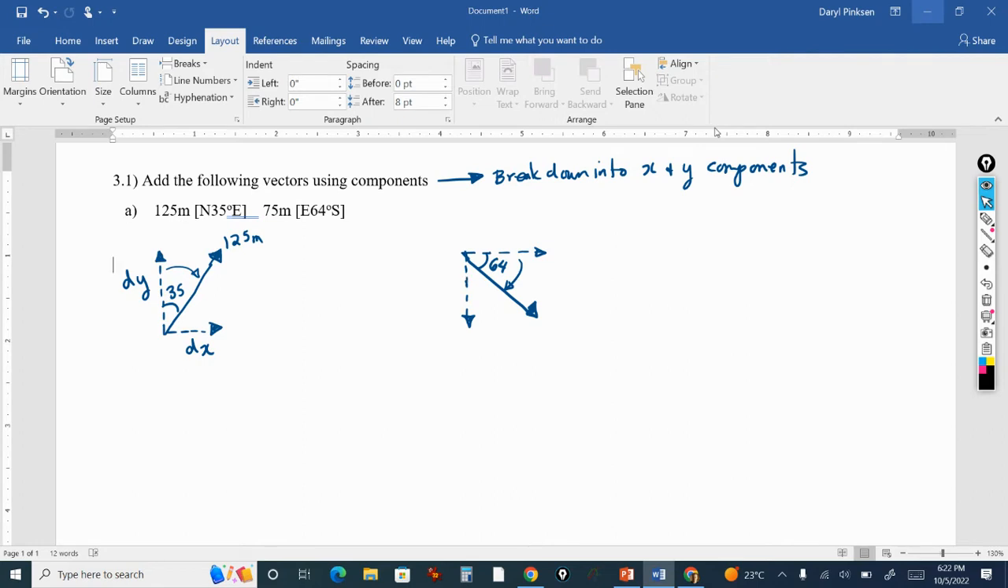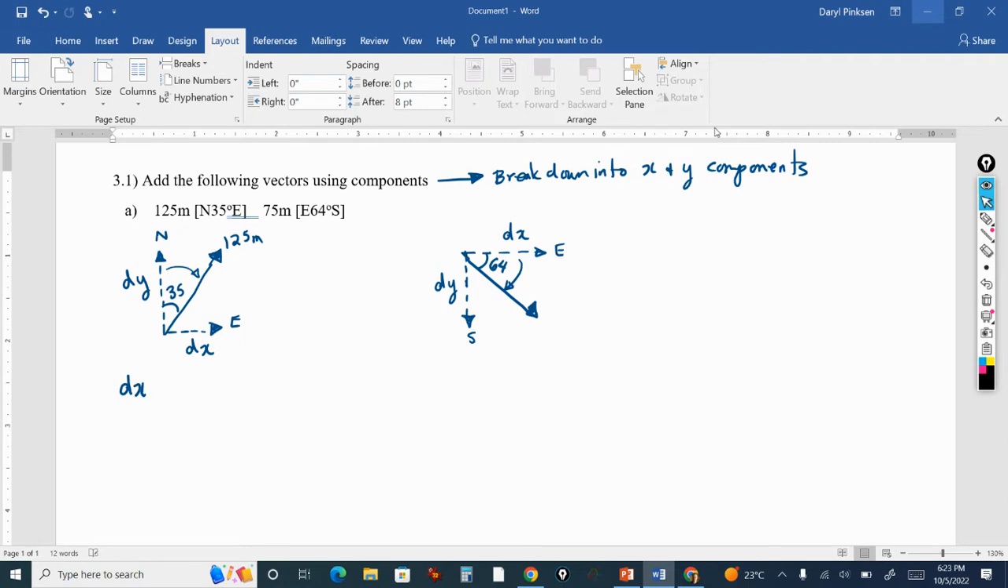So we've oriented from north towards the east, and here we've oriented from east towards the south. So now all I have to do, and again, this is your dx, and this is your dy. And so let's look at these separately.